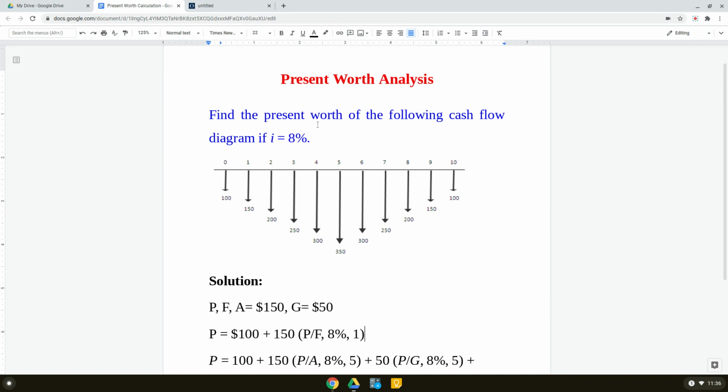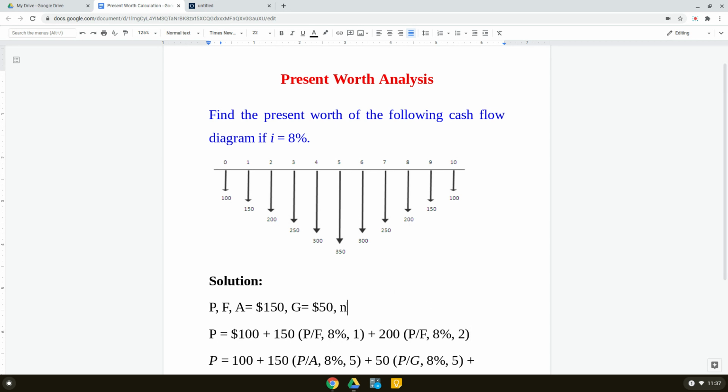Then let's take a look at the third one, plus $200, right? Once again, that's a future value in time period 2, so we can call it F2. To bring it back to time period 0, its equivalent value, we need to multiply that by the P given F factor, same interest rate 8%. The only difference is we need to discount it back two time periods, so that N would be 2.